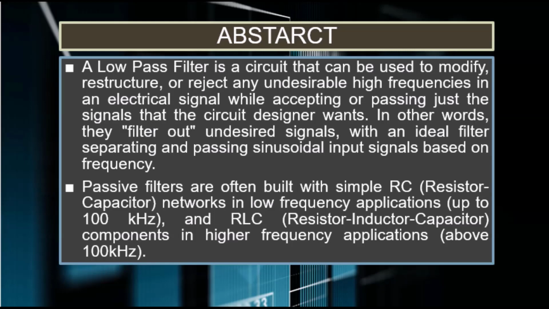A low-pass filter is a circuit that can be used to modify, restructure, or reject any undesirable high frequency in an electrical signal while accepting or passing just the signal that the circuit is designed to want. In one word, they filter out undesired signals, with the ideal filter separating and passing a sinusoidal input signal based on the frequency. Low-pass filters are often built with a simple RC resistor-capacitor network in frequency applications up to 100 kHz, and RCL resistor.